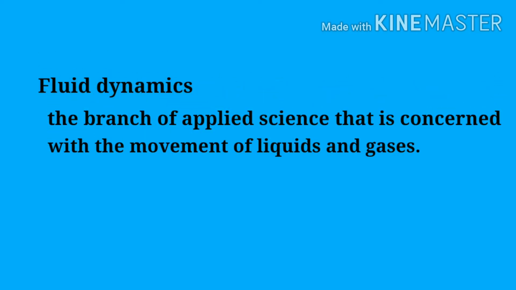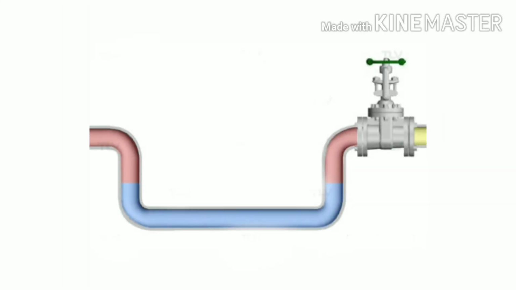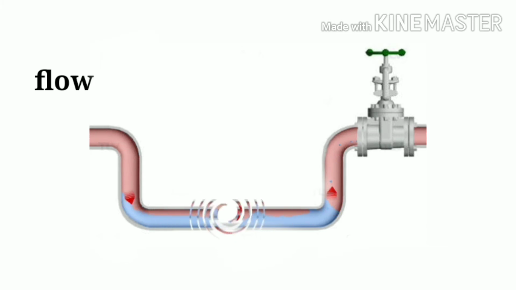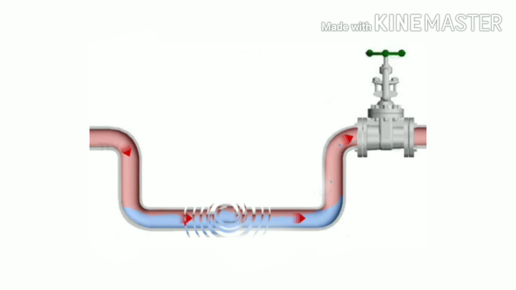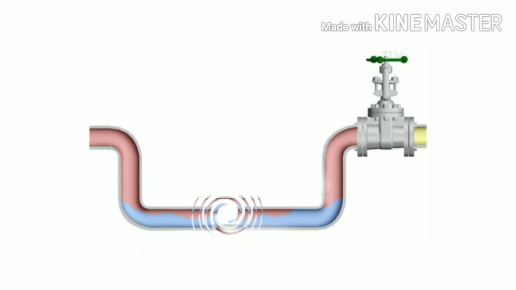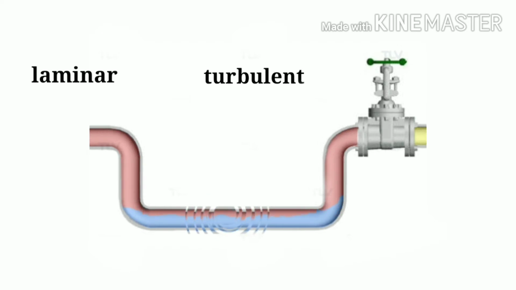On the other side, fluid dynamics is a branch of applied science that is concerned with the movement of liquids and gases. The movement of liquids and gases is generally referred to as a flow, a concept that describes how fluids behave and how they interact with the surrounding environment. For example, water moving through a channel or pipe. Flows can be either laminar or turbulent. Laminar flows are smoother, while turbulent flows are more chaotic.